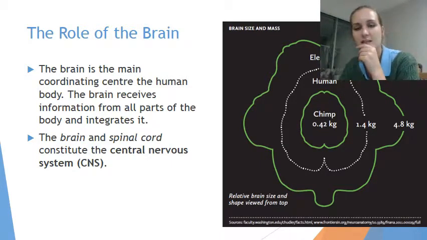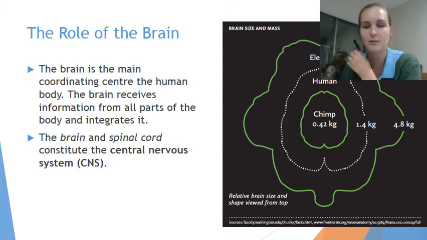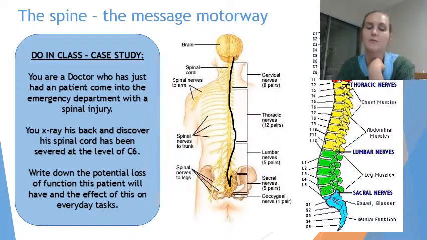You can see here the size of different brains, which I thought was interesting. So an elephant brain is a lot huger than I realized, 4.8 kilograms. Okay. So you can see the spine running down the back, kind of like a motorway, and then giving access to all parts of the body. Okay, so messages come from all parts of the body through these nerves, and then up the motorway, back to the brain.